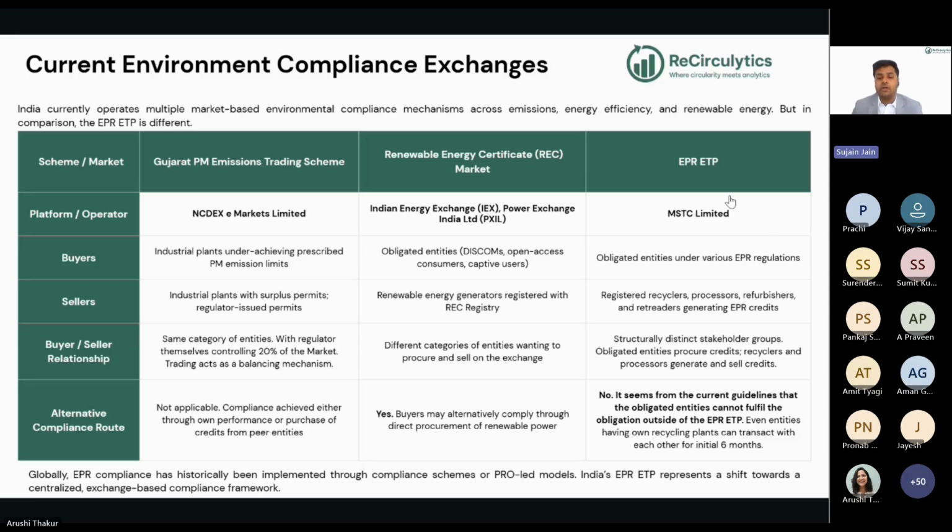but reading the current guidelines, it seems that trading within the same type of entities will not be allowed on the exchange. I understand it is still not very clear, but if you see the rules, it clearly mentions that only trading between these entities would be allowed. Going beyond that, they have also mentioned that if an entity has a recycling plant in its name and is also obligated as a producer, the trading which these two accounts can do outside of the exchange portal is only allowed for the initial 6 months. Post that, they will not be allowed to do the trading outside of the exchange portal.